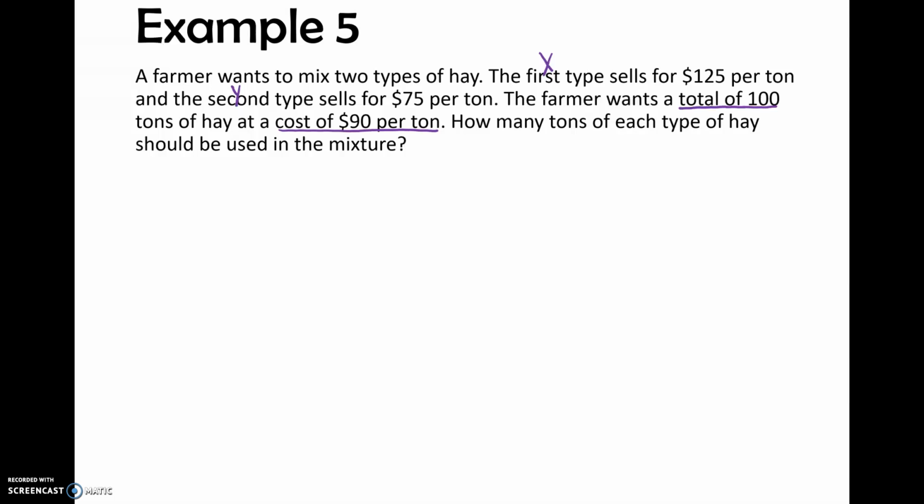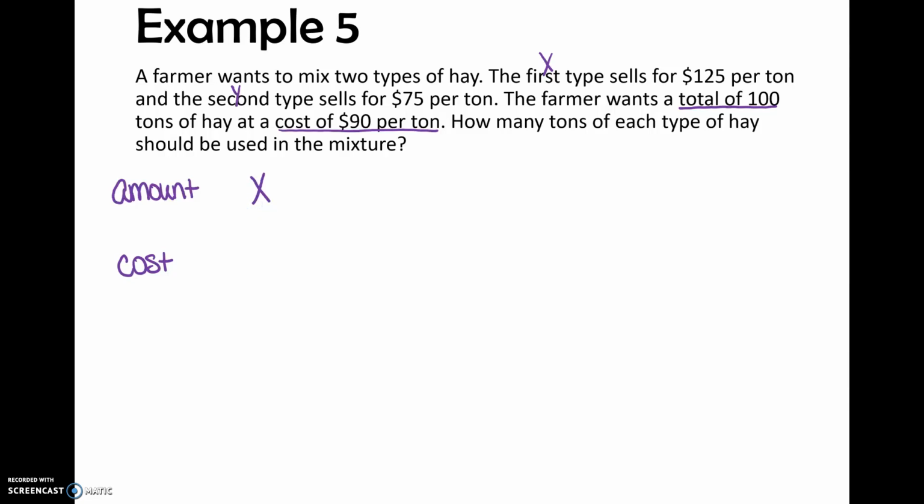There's basically two types of information in here. There's information about the amount of hay, there's also information about the cost of the hay. Let's first talk about the amount of the hay. How many tons of the first type are we going to get? Do we know? So X, we're going to get X tons of the first type of hay.